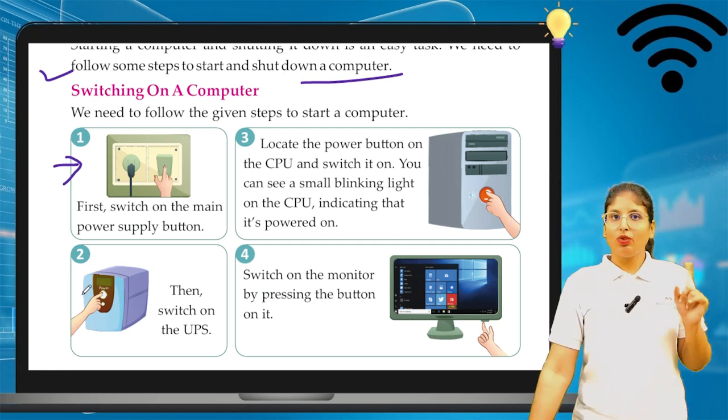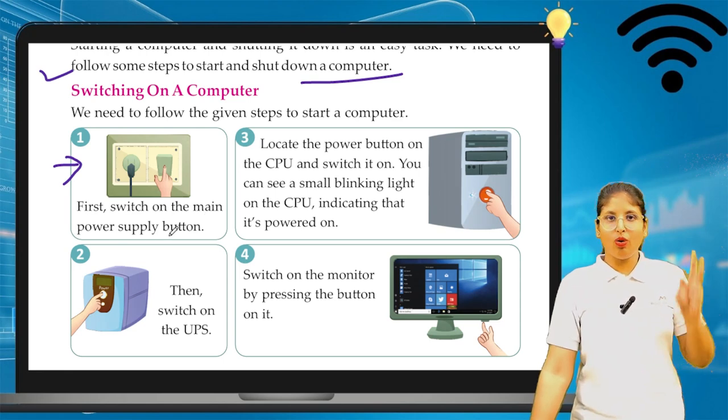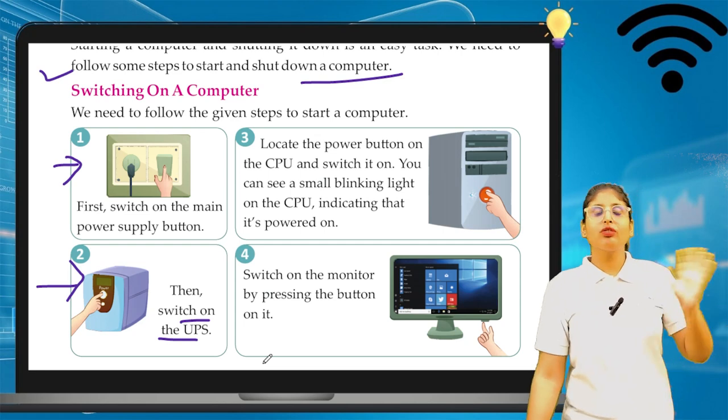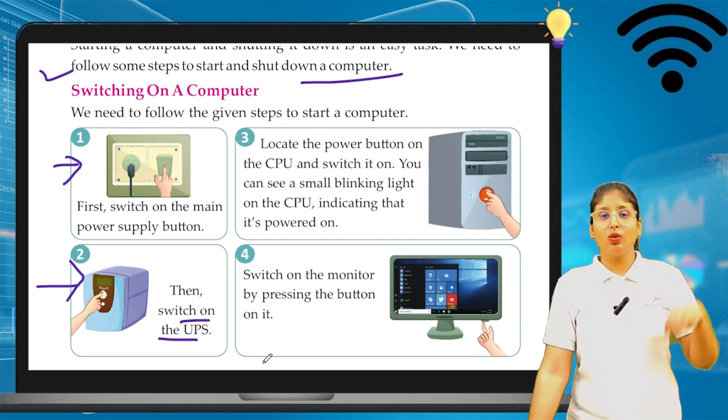So the first step is clear to you. First, switch on the main power supply button. Second, switch on the UPS also. UPS means that if the electricity goes, your computer should keep working properly and not shut down automatically. So the UPS should be on.